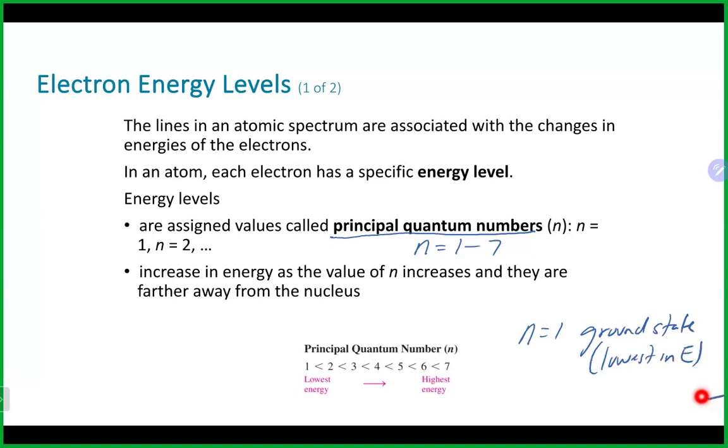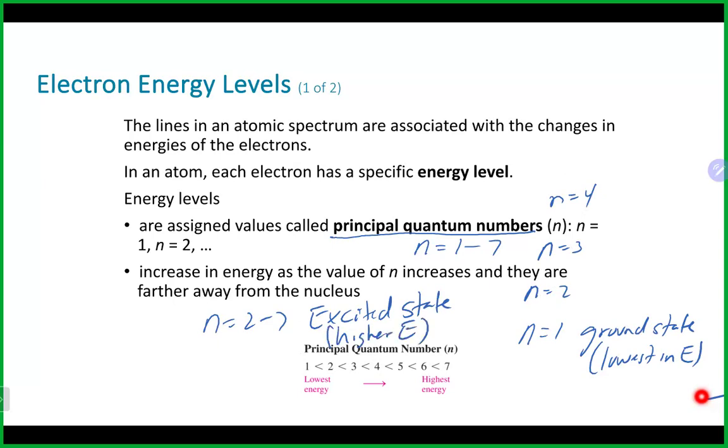It is closest to the nucleus. Anything above that, like N equals 2, N equals 3, N equals 4, and so forth, those are what are referred to as excited states. And those are higher in energy, further away from the nucleus. So these energy levels are where we find electrons within an atom.